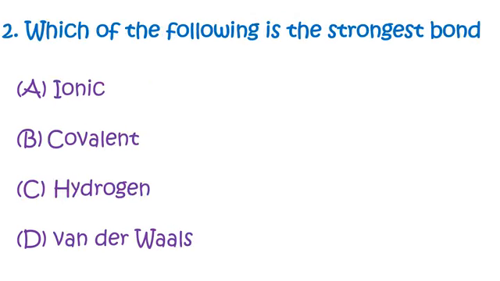Question number 2. Which of the following is the strongest bond? Options are option A ionic bond, option B covalent bond, option C hydrogen, and option D van der Waals forces of attraction. Correct answer is option A ionic bond. Now ionic bond are the strongest bond, and it is formed with a strong electrostatic interaction between the atoms by a gain and loss of an electron.